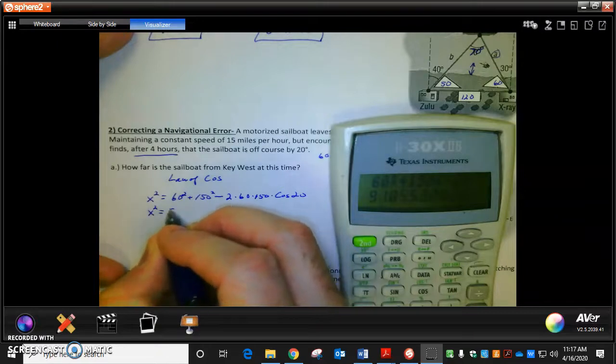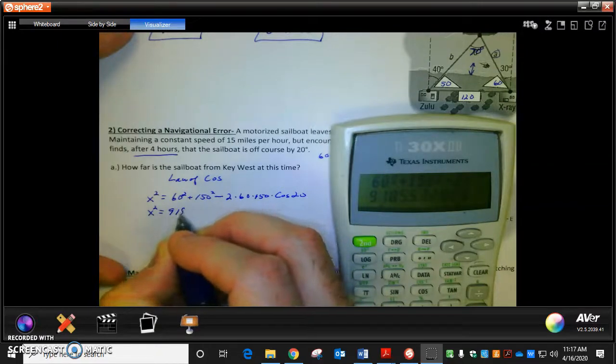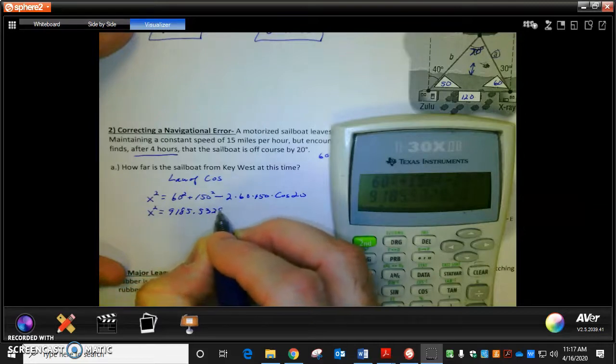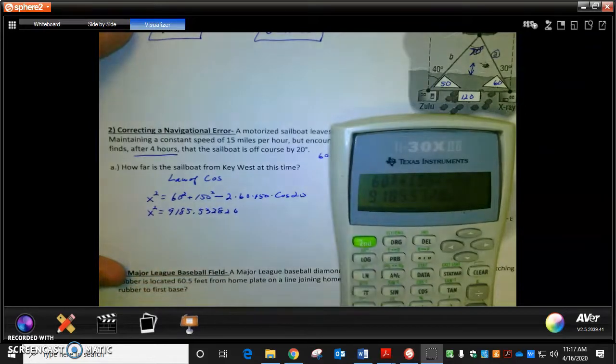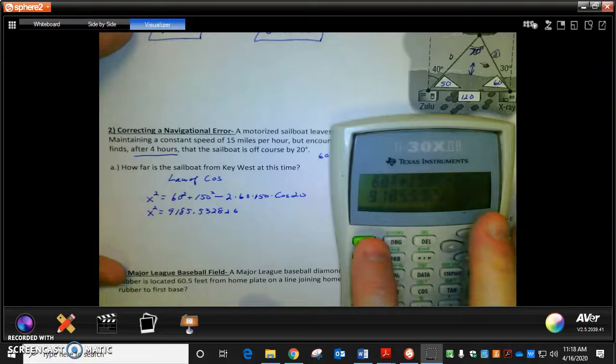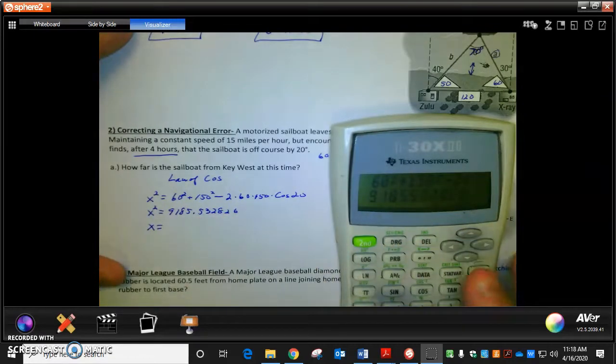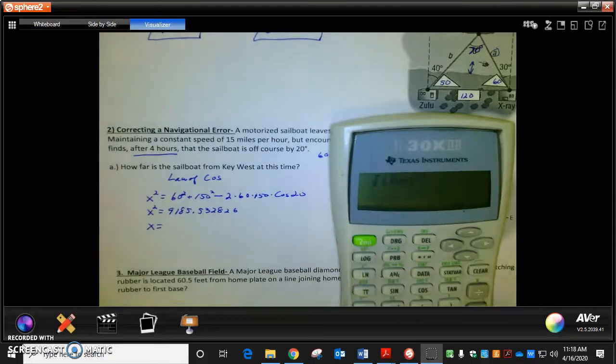So x squared is 9,185.532,826. That's what my calculator says. Don't round this yet. Okay, go ahead and leave that exact answer in your calculator. Now we're going to take the square root, so we need to know what x is. So the square root of our answer.